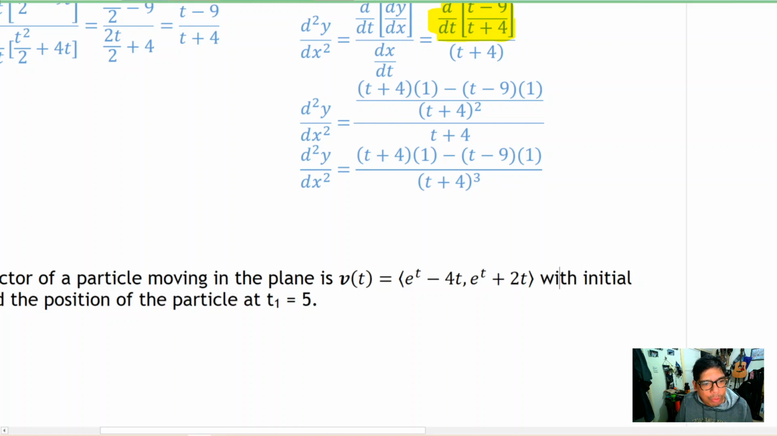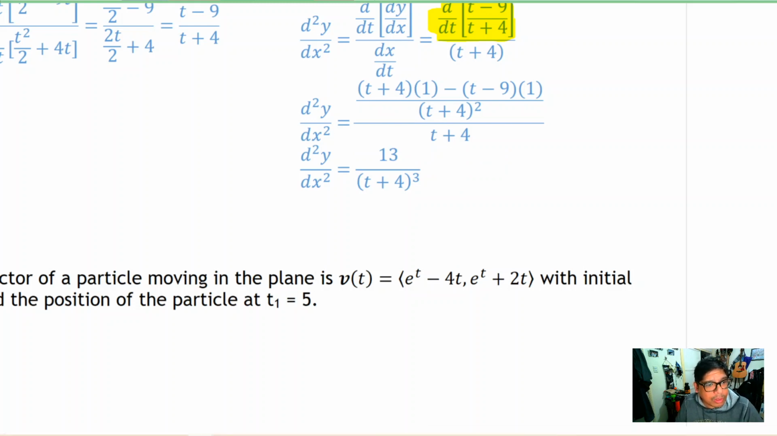Let's clean up our numerator. Multiplying everything by 1 doesn't really matter. And that gets us to a second derivative of 13 over (t plus 4) quantity cubed.